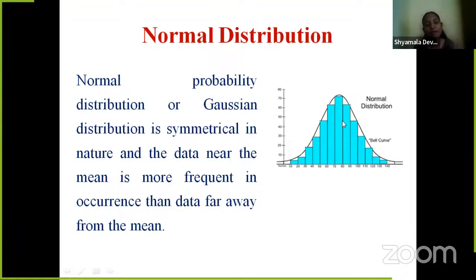Likewise, in your research, for your variable, let it be academic achievement, learning style, job satisfaction or mental health, whatever the attribute or variable, if you draw a curve, you should get a bell-shaped curve. If not, what does it mean? If you are not getting a bell-shaped curve, it means somewhere you made a mistake while collecting the data.